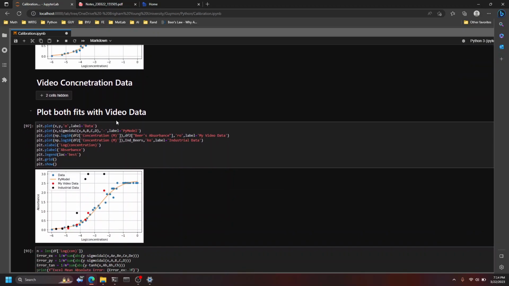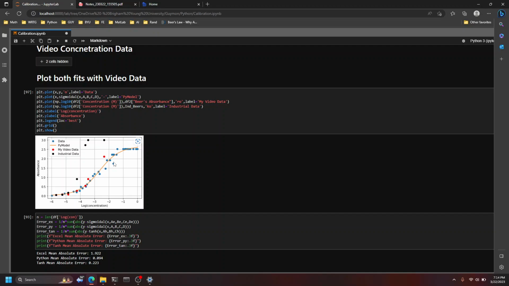As we move down, the blue dots here are data that I calculated previously, prior to the videos, just to get a fit for my spectrometer. The orange line is my model using that sigmoidal model up above. The red dots are the concentrations of the red dye from the video using my spectrometer, while the black dots are the absorbance of the concentrations using the industrial spectrometer.